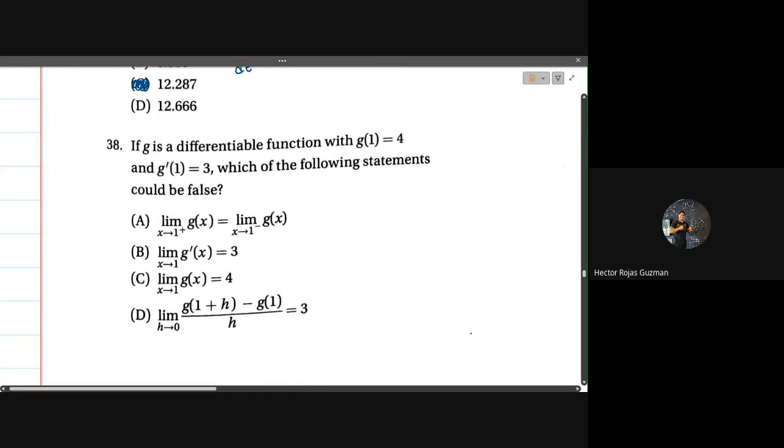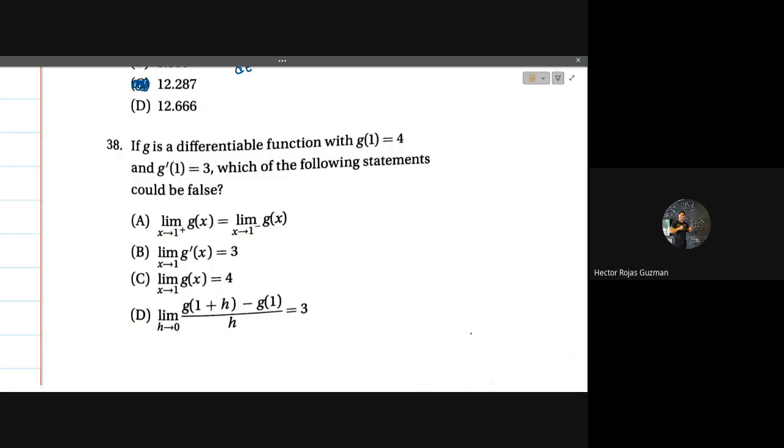38. If g is a differentiable function, where g of 1 is 4 and g prime of 1 is 3, which of the following statements could be false? Okay, very conceptual question here. They're telling me g is differentiable. What else are they telling me with that word? That it is continuous.